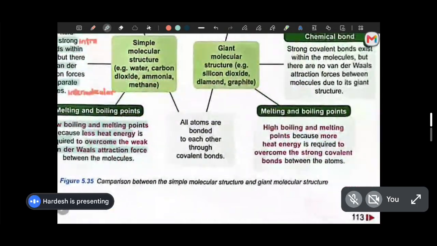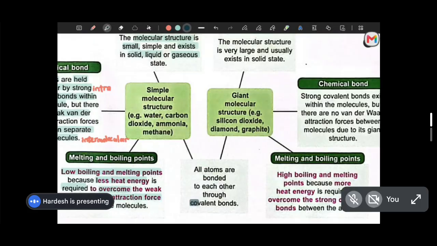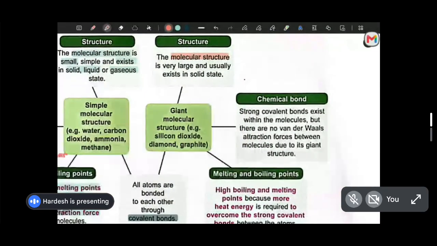And then, what else? What do they have in common? What do they all have in common? Both also, don't care if you are simple or giant, covalent bond holds you together. Giant molecular structure very large, solid state only. Because it's so large, you're going to need a lot of force to overcome the van der Waals force of attraction and the covalent bond. So you need a lot of heat energy. Because of that, melting and boiling point is super duper high, hence it just exists in solid state only. Because to get that amount of heat is very unrealistic.